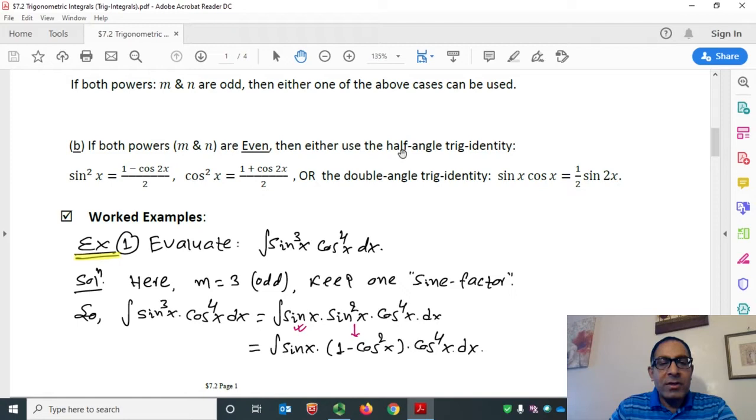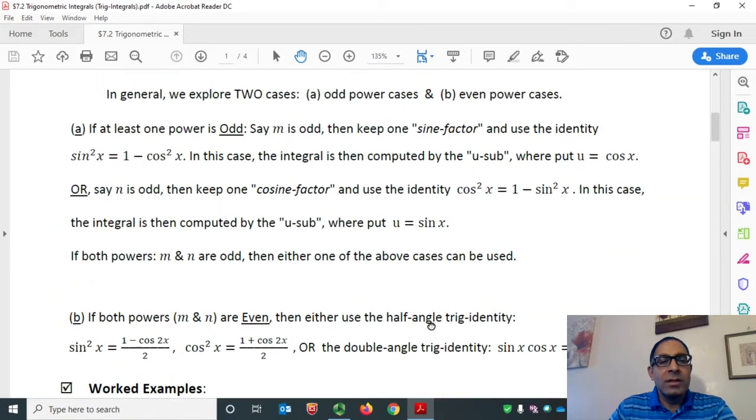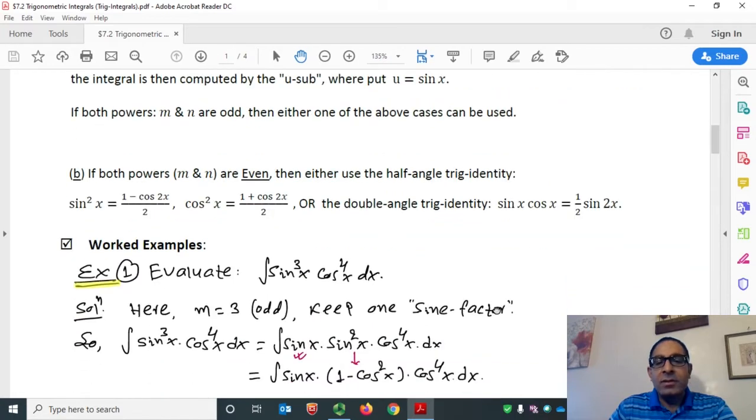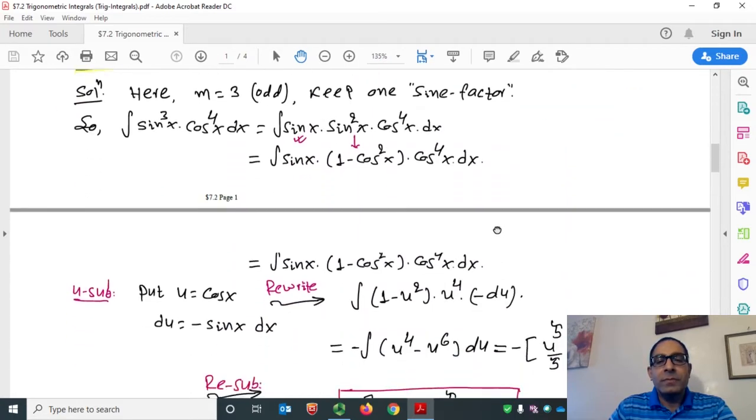Let me remind you of the rule. This says if at least one power is odd, and we assume m is odd, then keep one sine factor and use the identity. And next, use a u substitution where u is cosine x. Great. So let me scroll down.